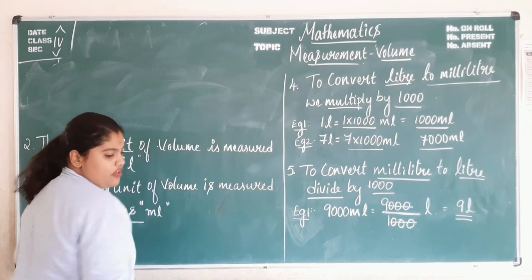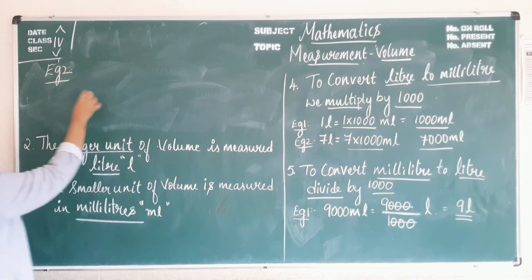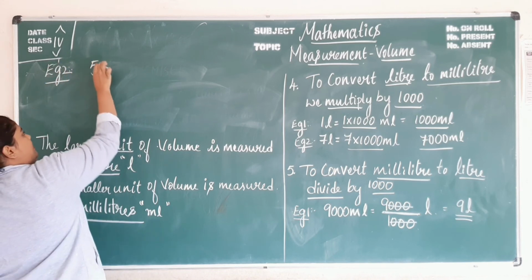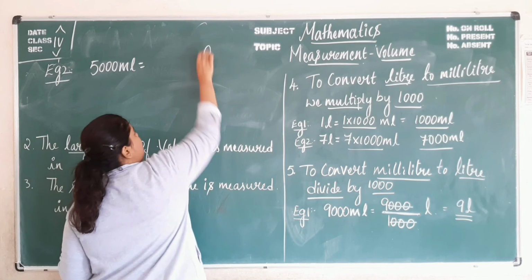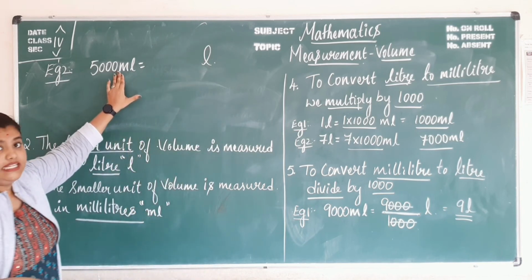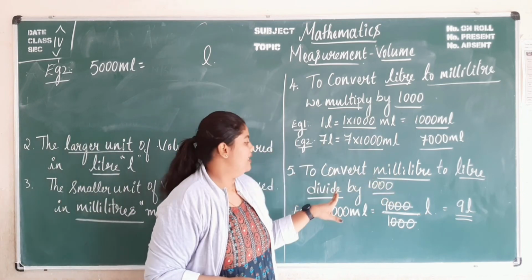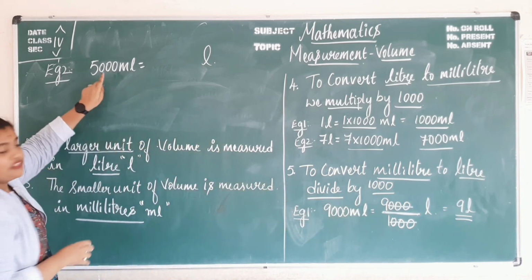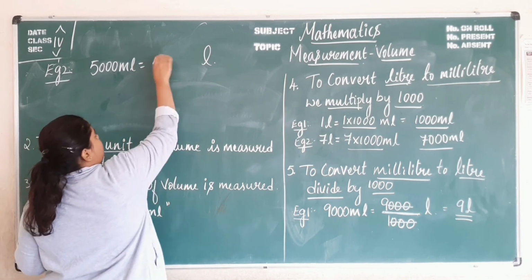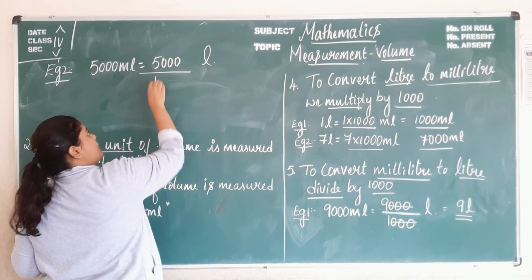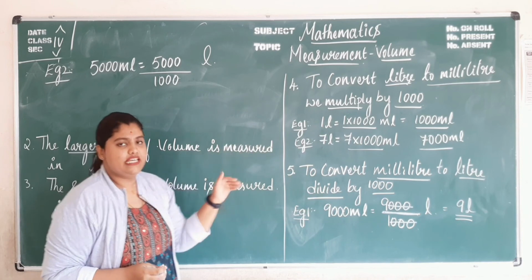If you have space, you can continue there itself. Example 2: 5000 ml. Now it has to be converted into liters. So we know to convert milliliters to liters, we divide by 1000. So now it is 5000. 5000 should be divided by which number? Yes, 1000. So 5000 divided by 1000. The same way as we did in the first example, we divide.